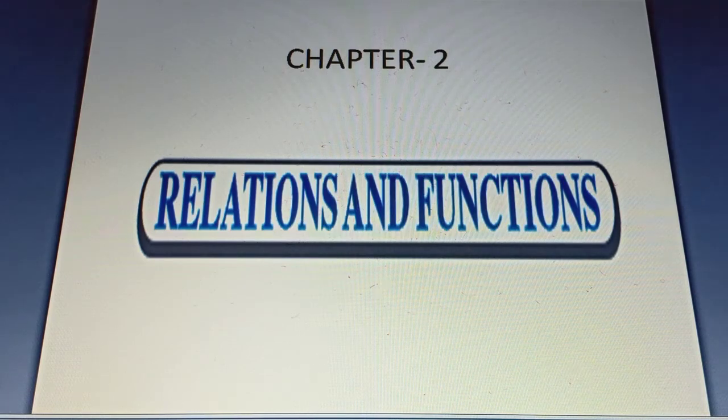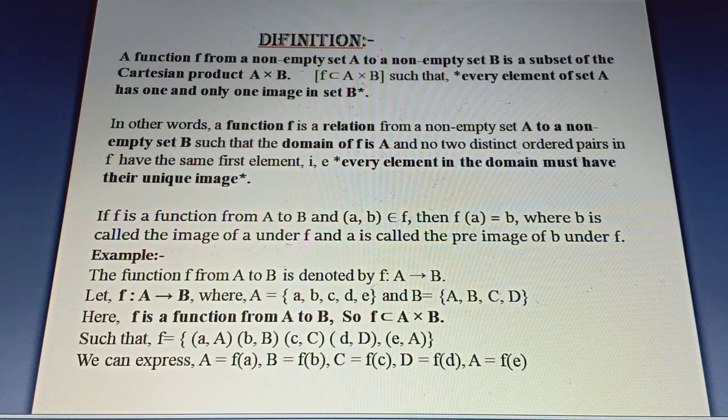Here I am going to continue the chapter 2. The name of the chapter is Relation and Function. In this video lecture I am going to explain the concept of function. Students, in the last video lecture I discussed the relation, and in this lecture I am going to explain the concept of function. So what is a function?